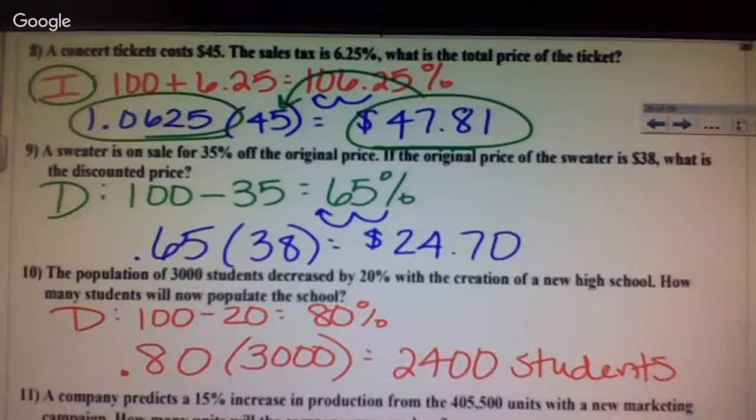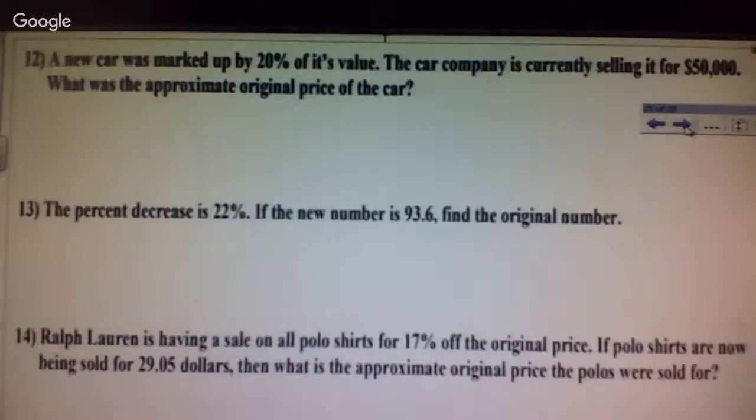Okay, how do I flip multiplication? We divide. Okay, so all we're going to do now is take the new price and divide by the decimal of the percentage, and that will give us our original price. So everything else is still the same except we're dividing now.